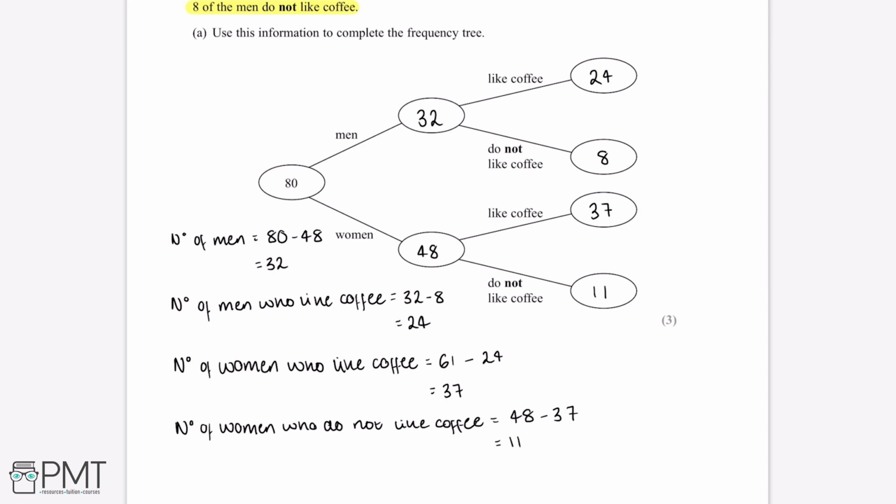And if we want to check that our answer is correct, we can add together each of these columns and they should all add up to 80. Now this question's worth 3 marks and we'll get all 3 marks for correctly completing the frequency tree.